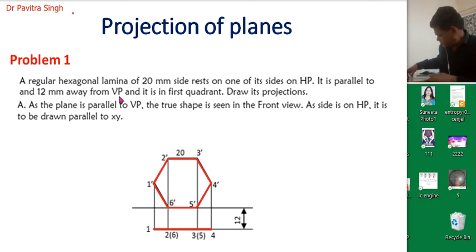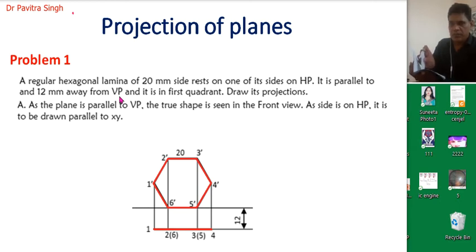So actually this will be like this. Okay, so this is the vertical plane, and this is the horizontal plane, and this hexagonal plane is lying on this horizontal plane. So actually this side is 12 mm away from this vertical plane, and this side is parallel to this vertical plane. That's why this will be projected in the top view. So when we see this from the top, it will be visible like a line.